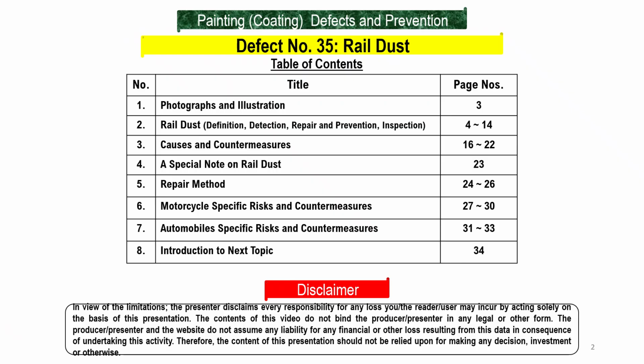These are the detailed titles. It includes photographs and illustrations, rail dust definitions, their causes and countermeasures, repair method, motorcycle specific risks and countermeasures, and automobile specific risks and countermeasures.